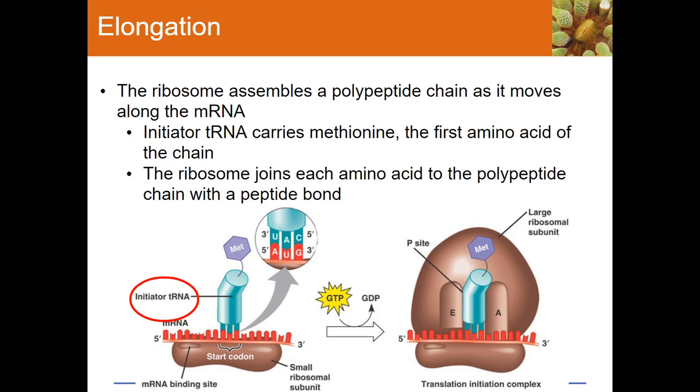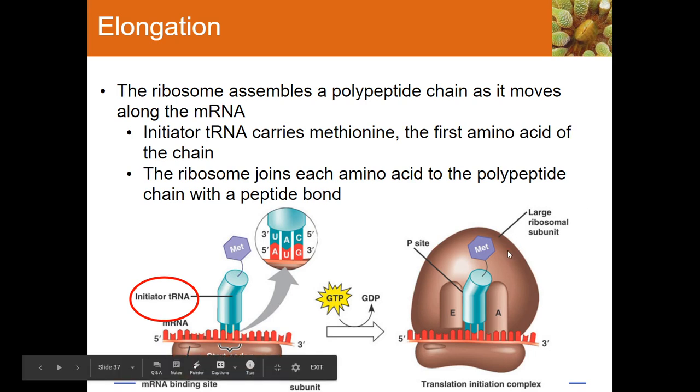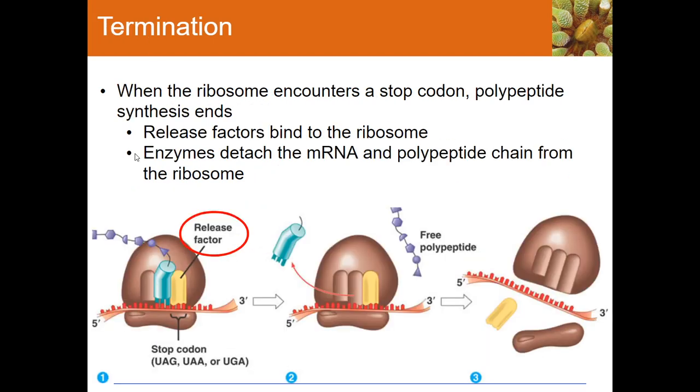Elongation: the ribosomes assemble a polypeptide chain as it moves along. So these ribosomal subunits will actually start gliding across and start moving down further and further. The initiator tRNA carries the methionine, and then the ribosome joins each amino acid that comes in next with the next tRNA to the next one. So the next tRNA will come right into the A site. It will shift down once it does so and bond these two together, and then the E site is like the ejection site, kicks everything out.